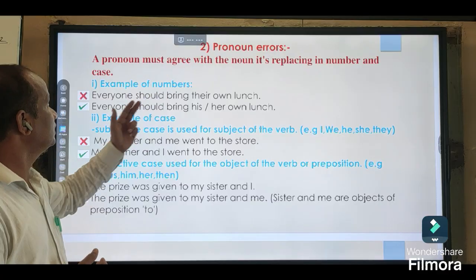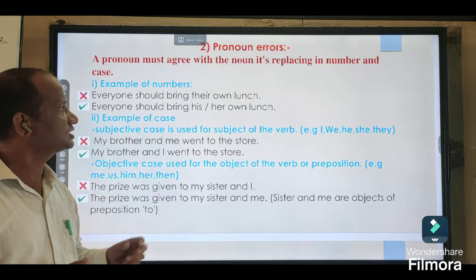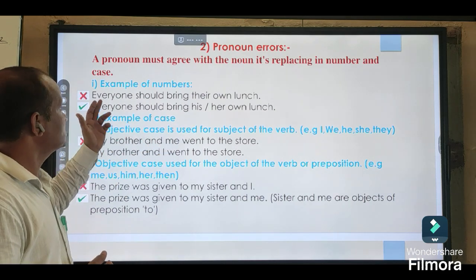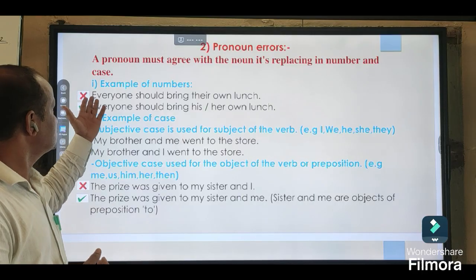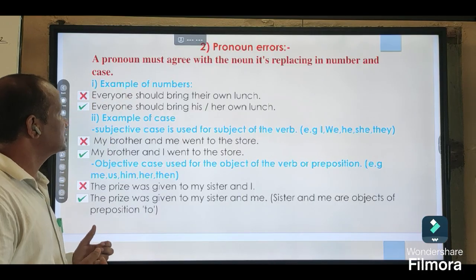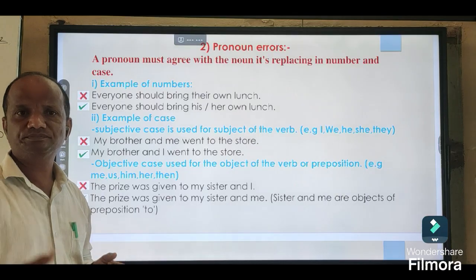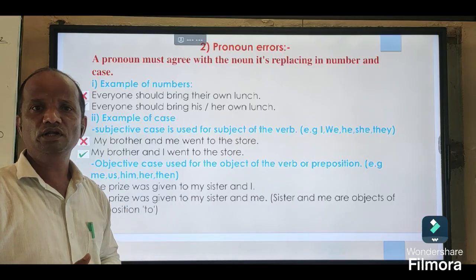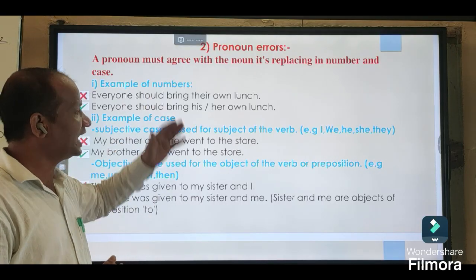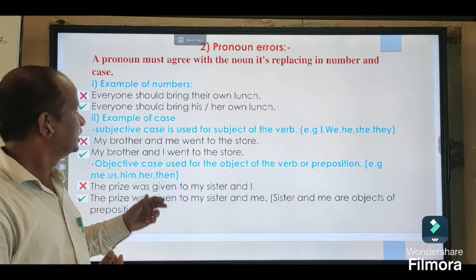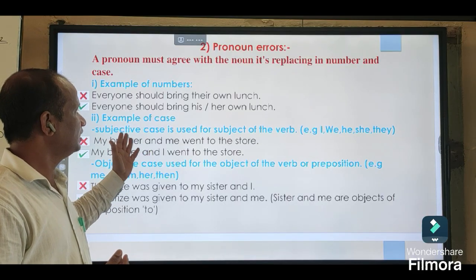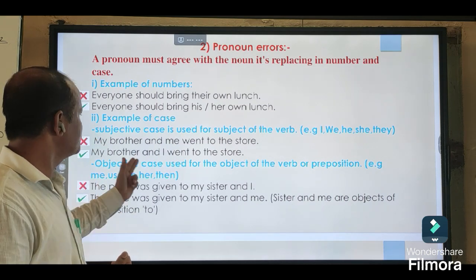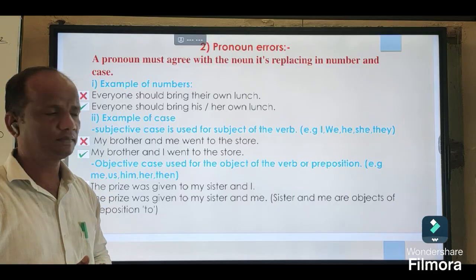So here we have learned that when a pronoun error exists in the sentences, we have to use it properly according to the number and case of the noun. Here we have seen the example of number, then the example of case also. In the example of number, if our noun is singular, we have to use a singular pronoun. When our noun is plural, we have to use a plural pronoun. Then the subjective case is used for the subject of the verb and the objective case is used for the object of the verb.